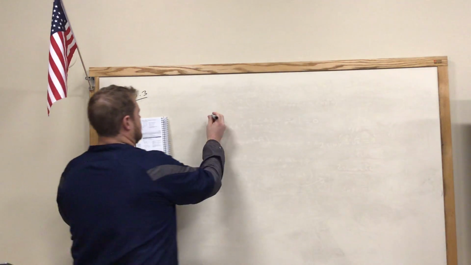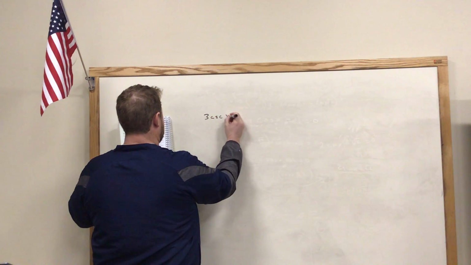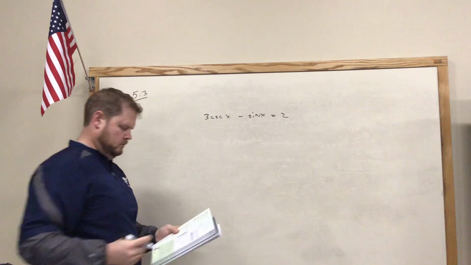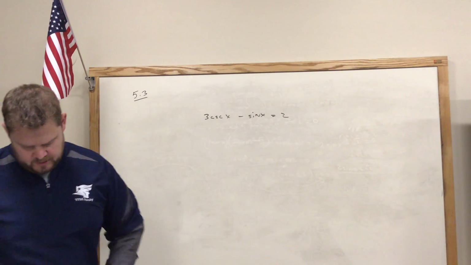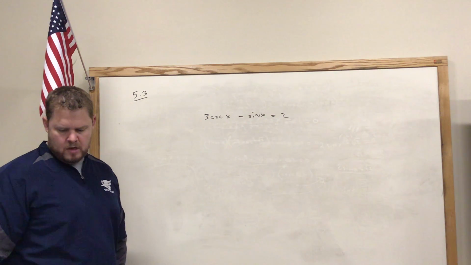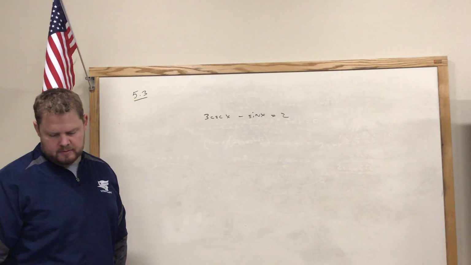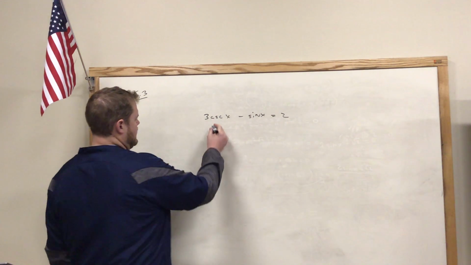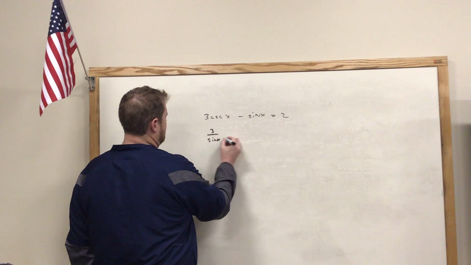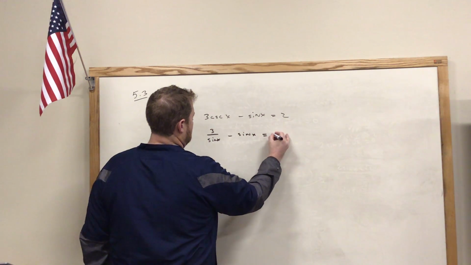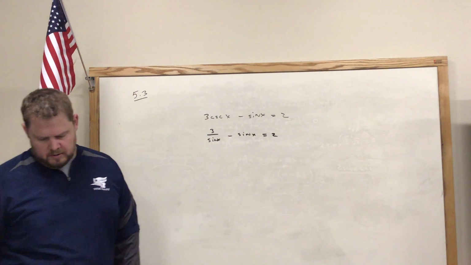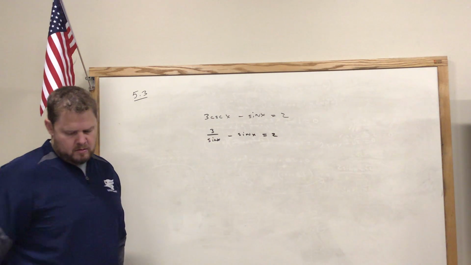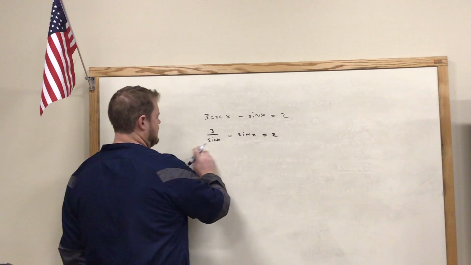3 cosecant x minus sine x equals 2. Okay, so first step, what do we do? What's another way of writing this? So this would be 3 over sine x minus sine x equals 2, right? So what's the next step? I've got to get the sine x out of the basement, right? In order to do work here.